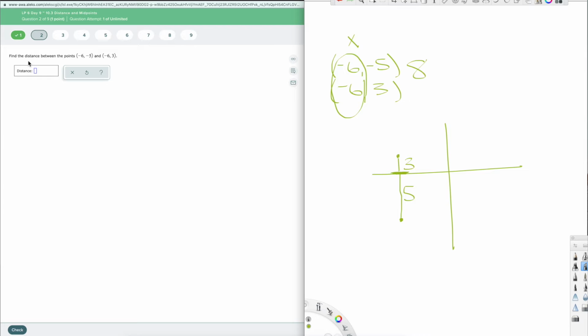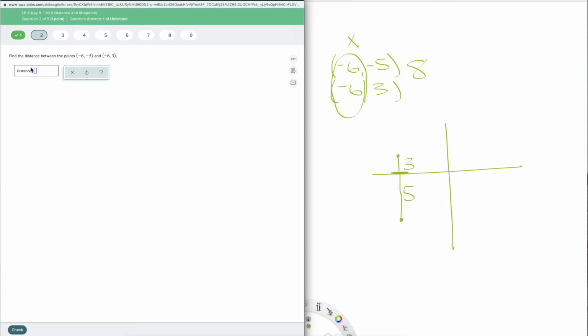So don't do -5 or 5 minus 3 and go, oh well, it's 2. No, it's 5 negative, so 5 below and 3 above. So it's a total of 8 for the distance. And sometimes just drawing a little graph like that can definitely help us visualize, okay, well, what's the actual distance.